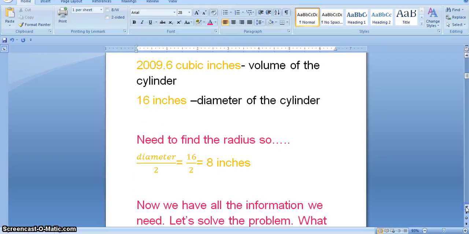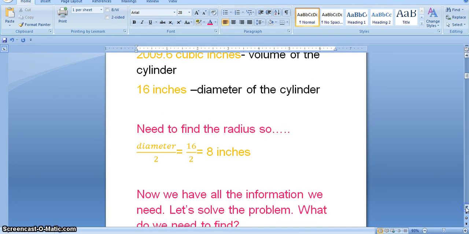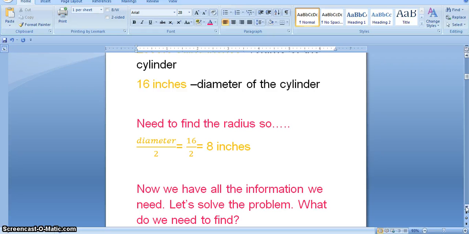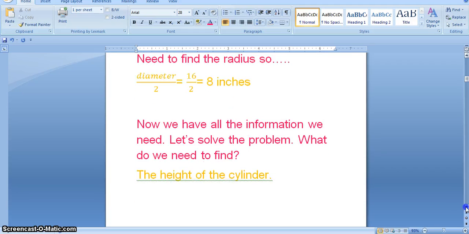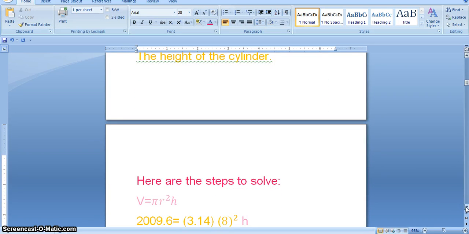Now that we have all the information we need, let's solve the problem. What do we need to find first? The height of the cylinder. Here are the steps to solve the problem. The formula is V equals pi r squared times height. So the volume is 2009.6 equals 3.14, which is pi, times 8 squared times height.